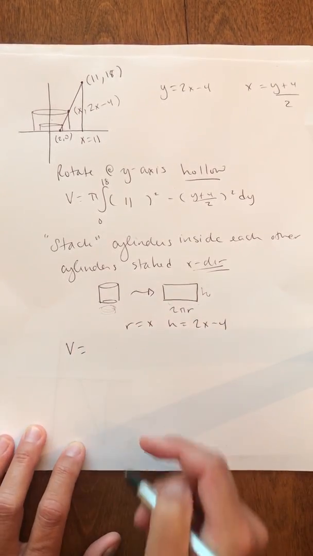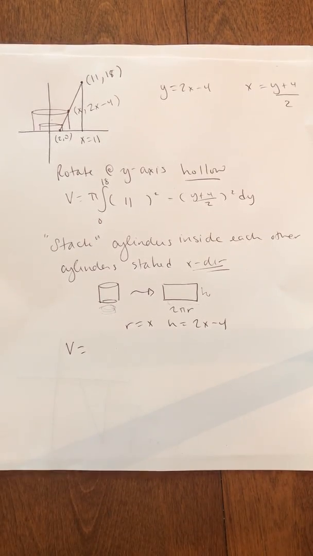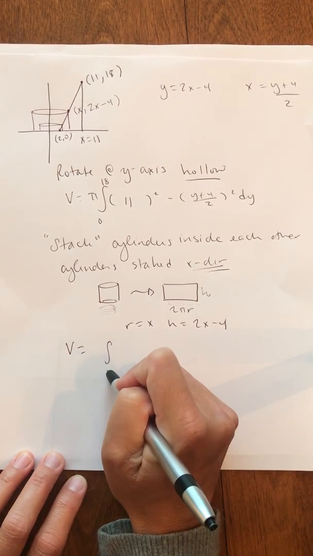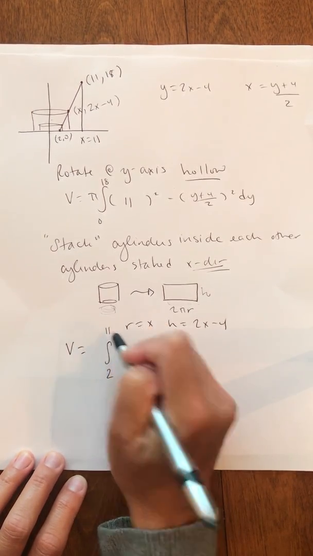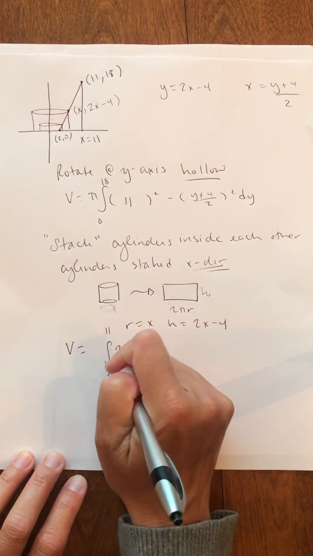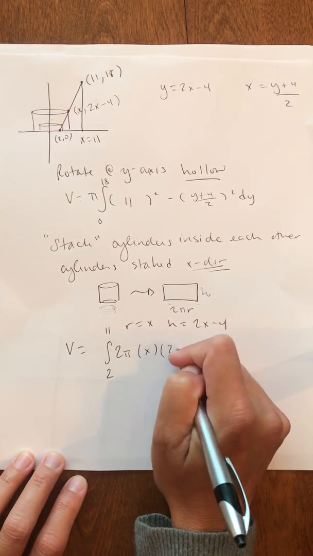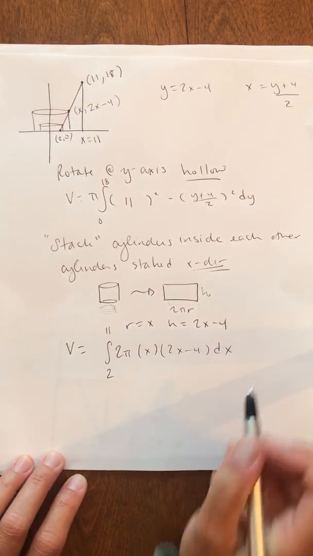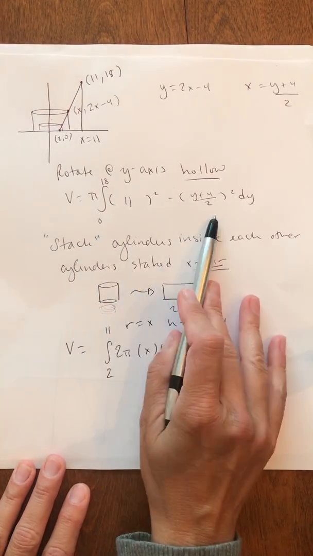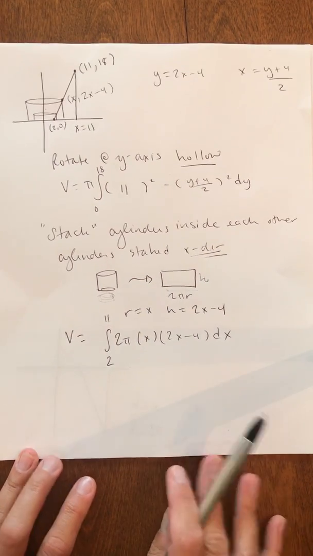So my volume of these cylindrical shells would be, well, I'm going to stack the cylinders in the x direction. My x values go from 2 to 11. I want to stack infinitely many of these. So it's the integral of 2 pi r h. And because every cylinder by nature is hollow, you don't have to account for a difference whether it's solid or hollow.